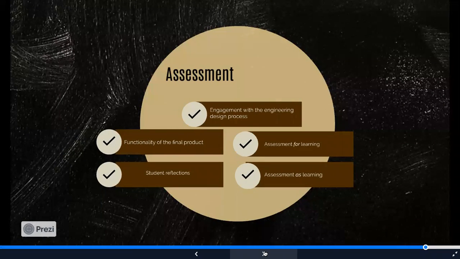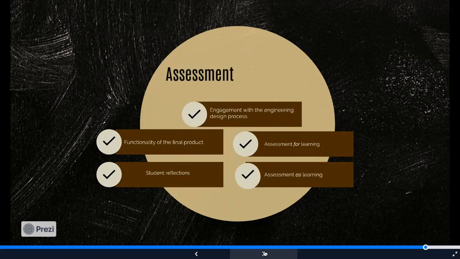Assessment. During assessment, we'll be looking for students actively engaging in the engineering design process. That includes how they worked with experimentation, assessed their own work, and made revisions in response to their self-assessments. The engineering design process emphasizes an evolving work progression.